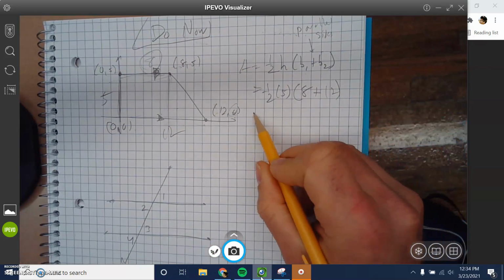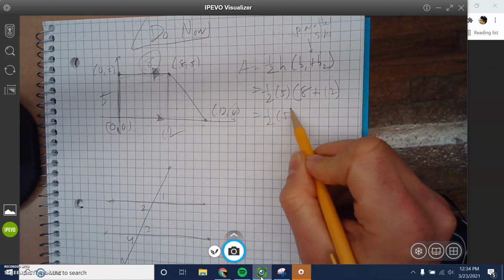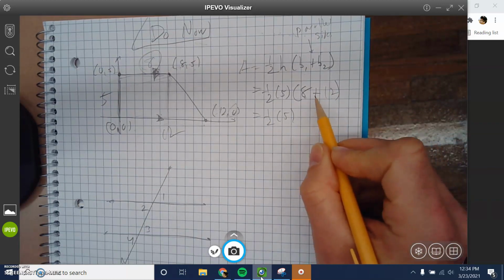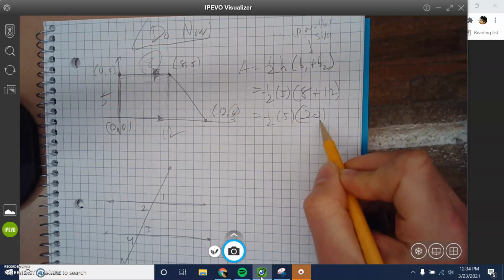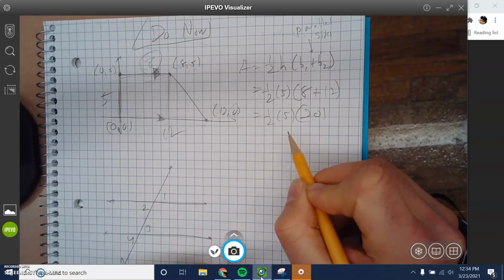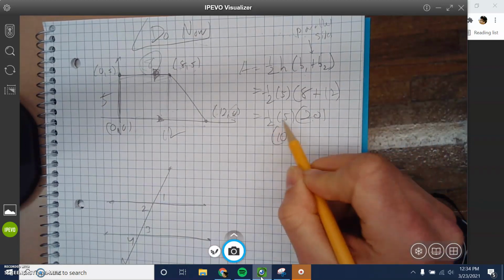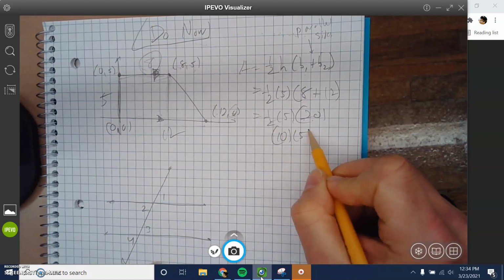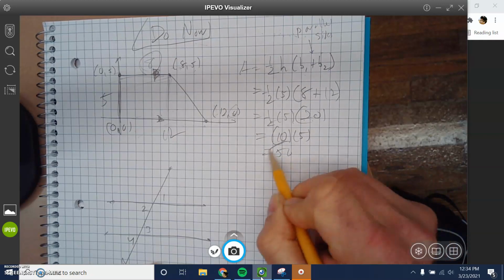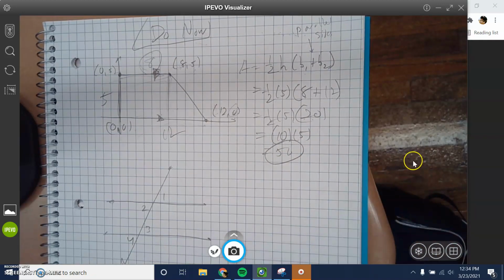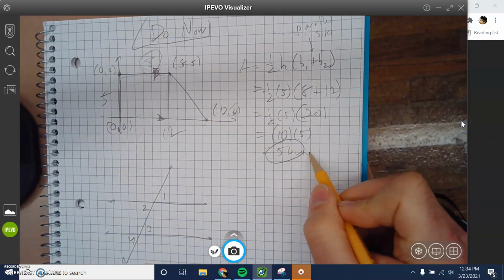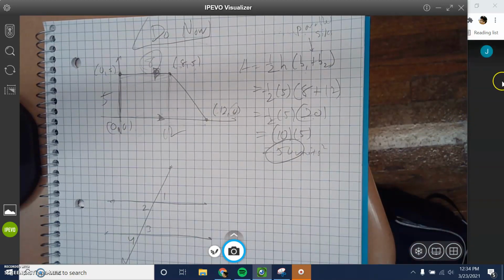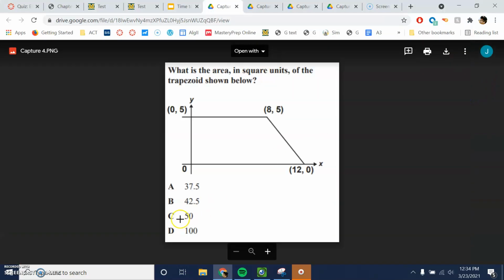Cool. All right. 1/2, 5, do parentheses first, like PEMDAS. So that's going to be 20. 1/2 of 20 is 10. It doesn't matter what order you multiply in because you're going to get the same answer. 10 times 5 is 50. There we go, 50 units squared. Because we're finding area. So that would be C.